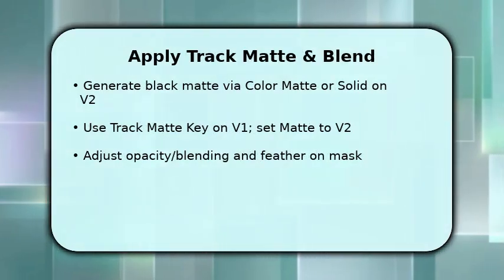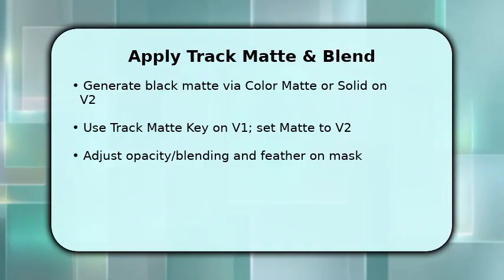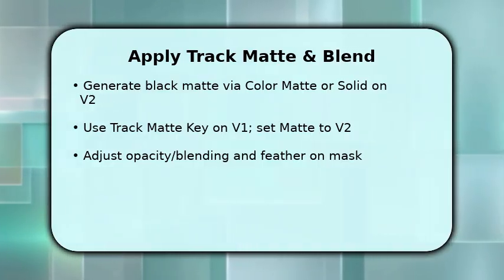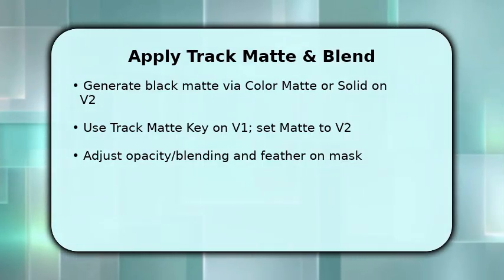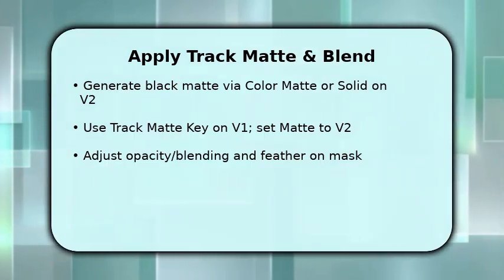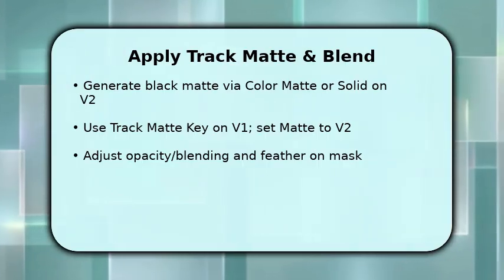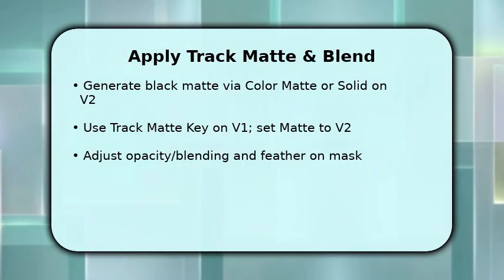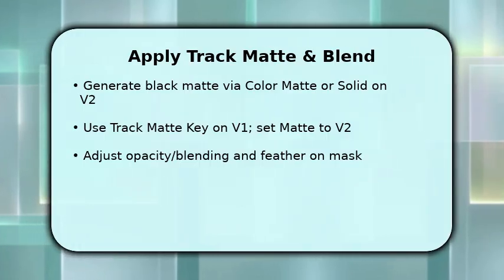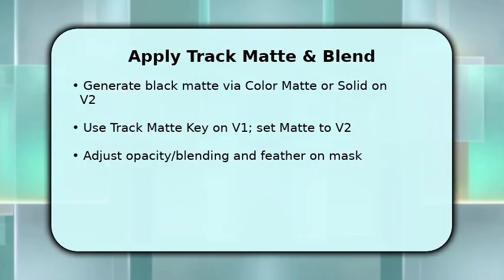Next, create your black matte using color matte or a black solid on V2. That gives a predictable, full black source. Then select the clip on V1 and add the track matte key effect. Set the matte to the V2 track so the clip uses that alpha. Once applied, switch composite settings, use opacity or blending modes, and mask feather to shape the reveal. You do this because the matte drives visibility, and tweaking softness controls how natural the black screen appears.